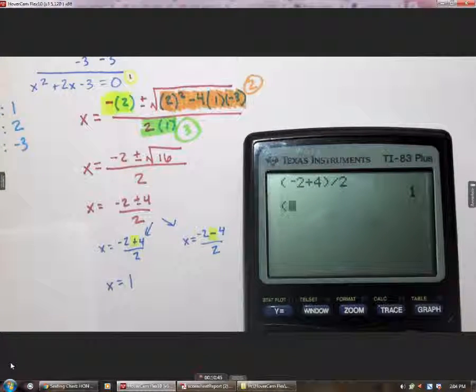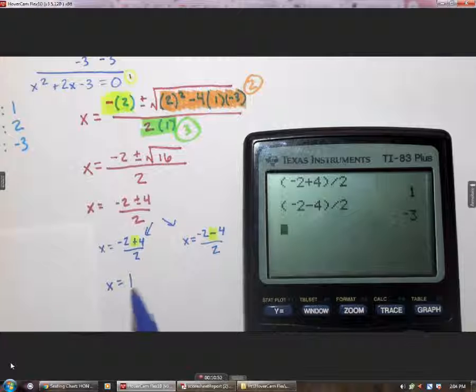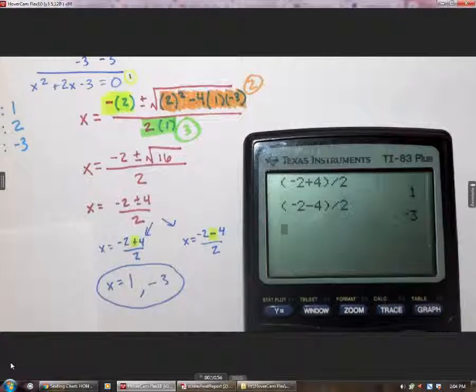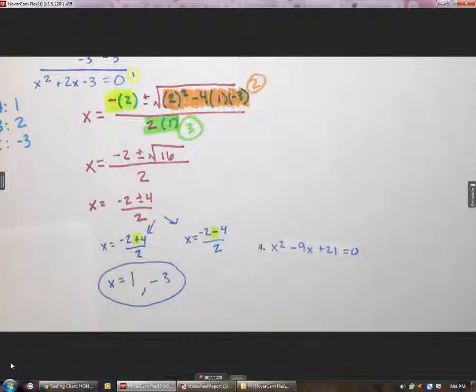And then if I wanted to do negative 2 minus 4 over 2, it gives me negative 3. That's it. So that was a nice one.